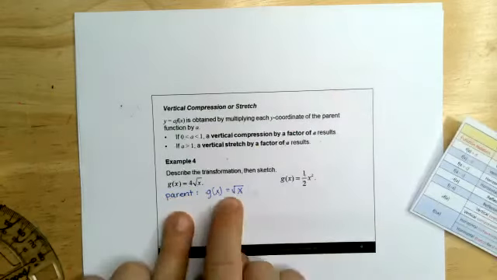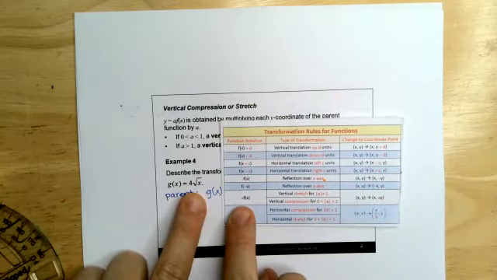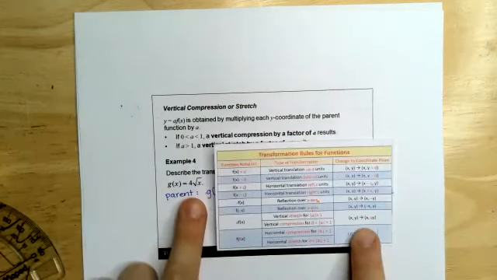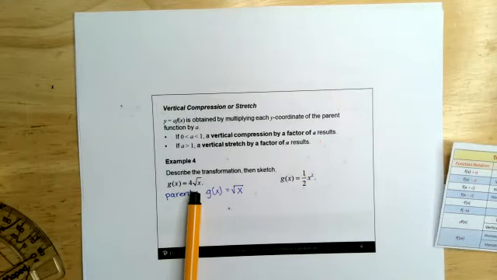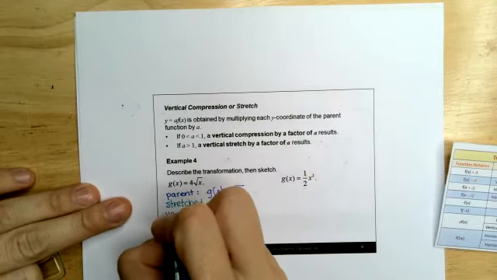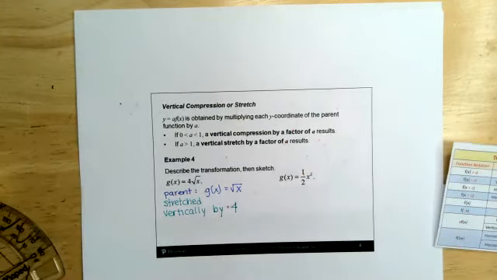How did it change? I know the parent function was just the square root of x. Now there's a 4 outside of it, so that looks like this one. The 4 is outside the entire thing. What do I need to do? I just need to take that 4 and multiply all of my y values by 4, and I will get the correct graph of it. So this means that g of x equals 4 square root of x is the graph of the square root of x stretched vertically by 4 units. Every y value is multiplied by 4.